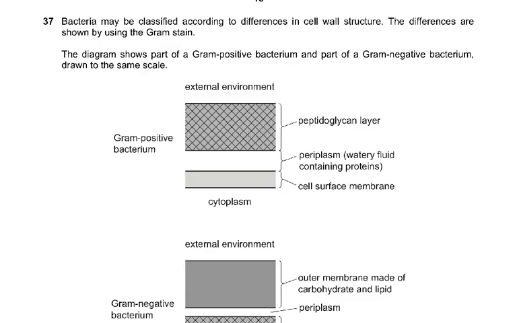Question number 37. Bacteria may be classified according to differences in cell wall structure. The differences are shown by using the Gram stain. The diagram shows a gram-positive bacterium and a gram-negative bacterium drawn to the same scale. So here you can see the gram-positive ones. They have a peptidoglycan layer, then they have a periplasm, and then they have a cell surface membrane.